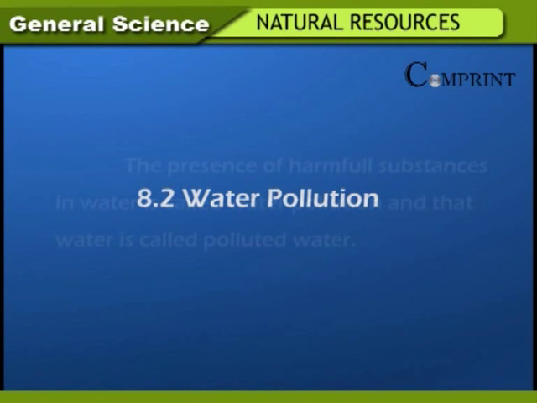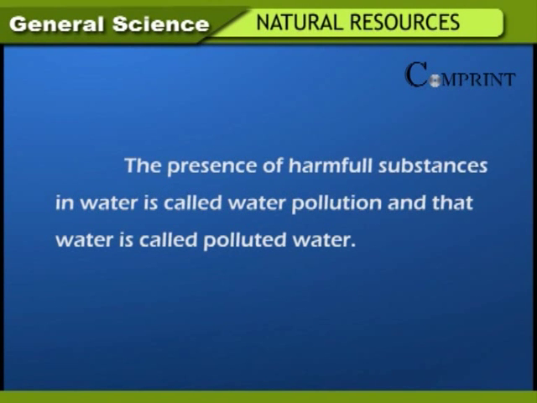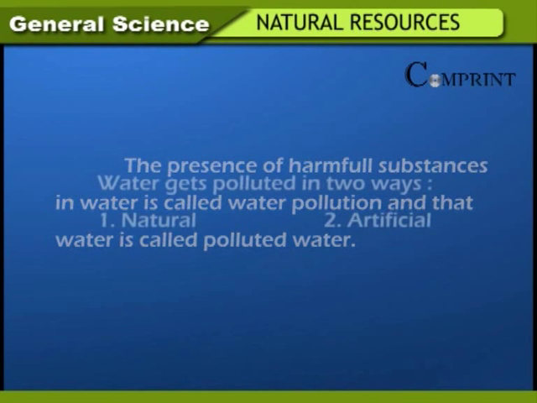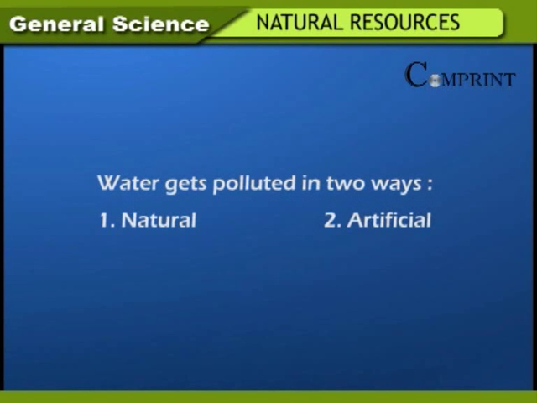Water pollution. The presence of harmful substances in water is called water pollution, and that water is called polluted water. Water gets polluted in two ways. 1. Natural. 2. Artificial.